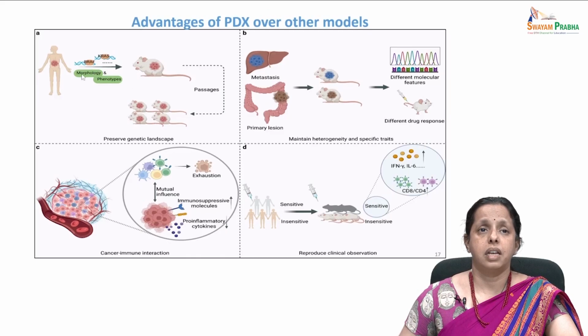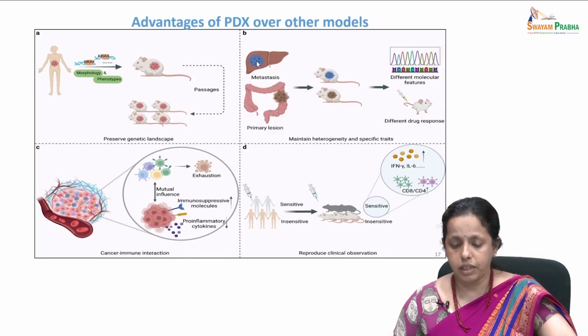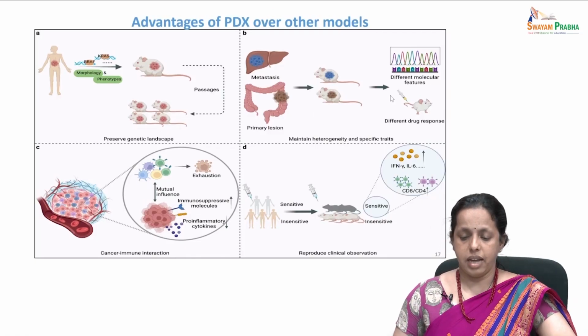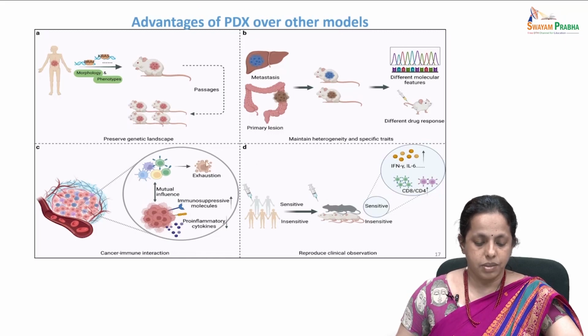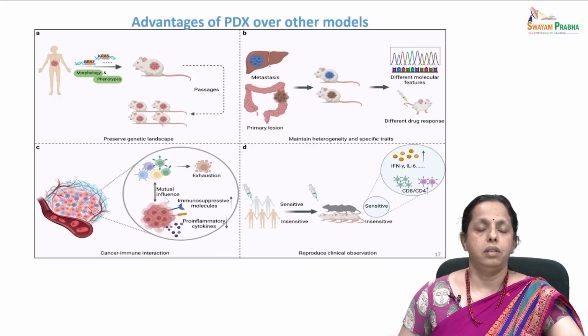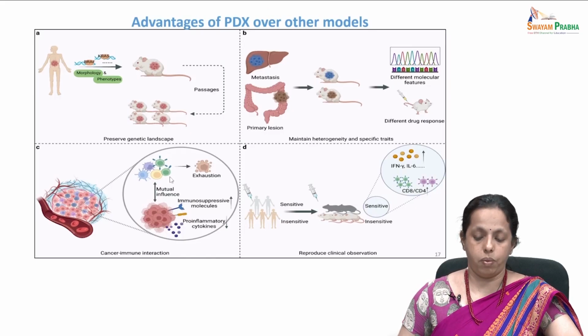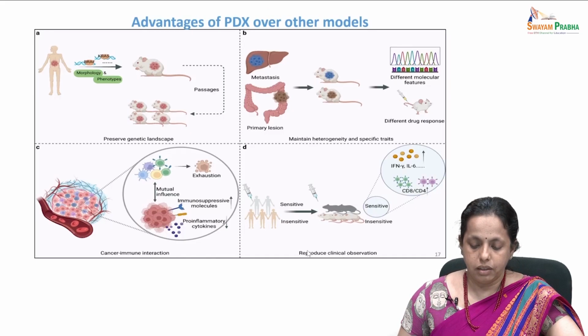as we can clearly see, they preserve the genetic landscape. Even if there is a mutation, for example in stomach cancer, BRAF and KRAS, the morphology still continues to maintain the genetic landscape. It also maintains the heterogeneity and specific traits. And as mentioned, cancer immune interaction, all the cells, if you recollect the first slide in our last session, you will recollect. And then they reproduce clinical observation.